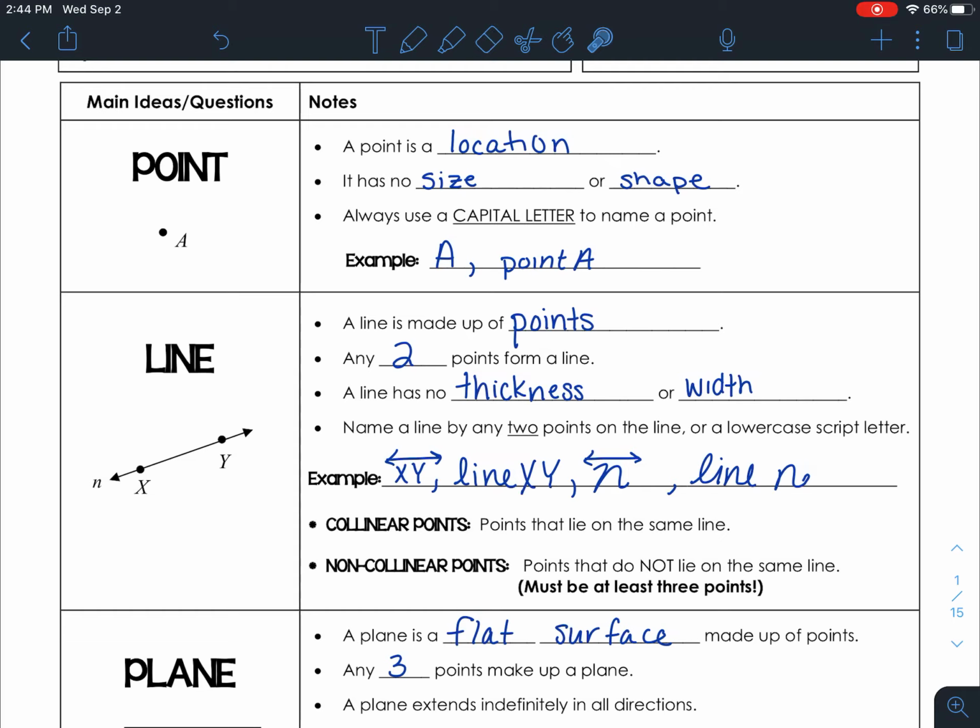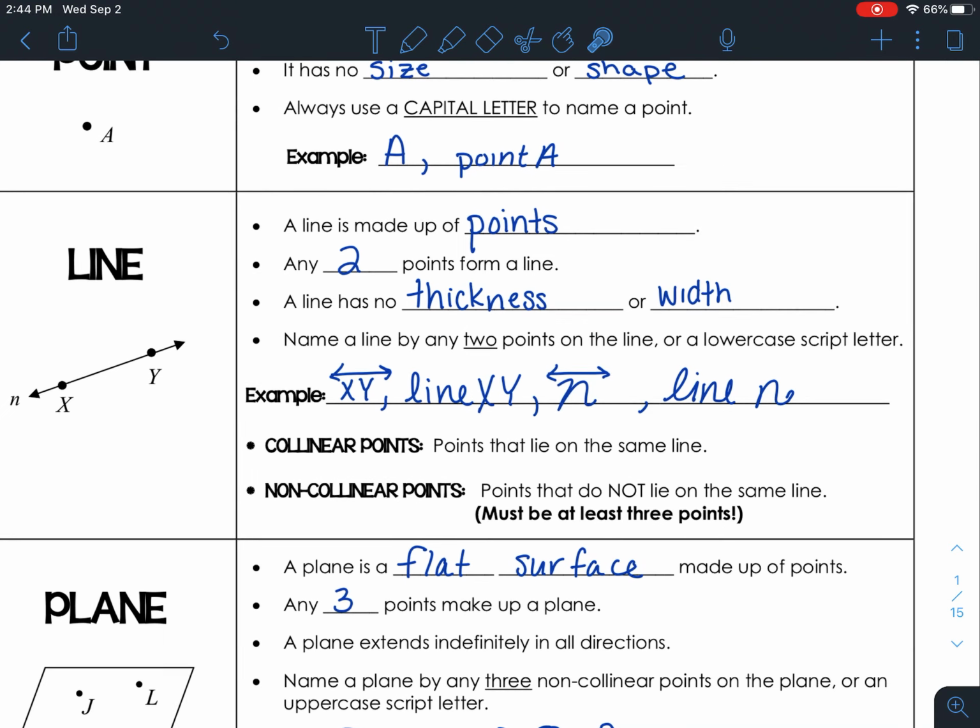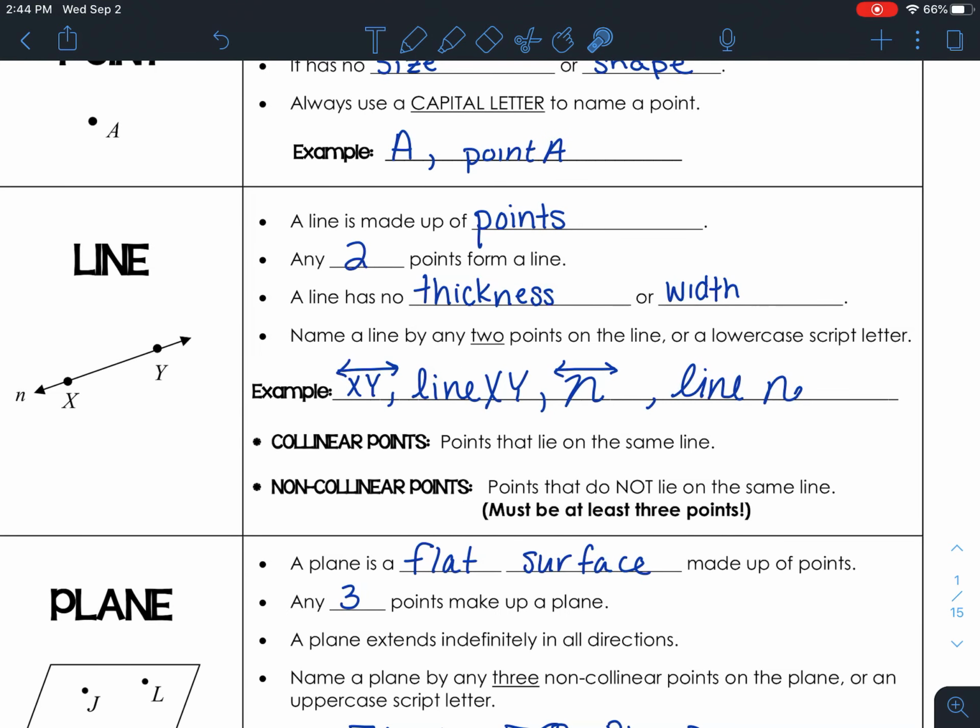If we're looking here at our first example, here's point A. We can either use capital letter A, or we can literally call it point A. The next term we're going to talk about here is a line. A line is made up of points. It has 2 points to form a line. A line has no thickness or width.